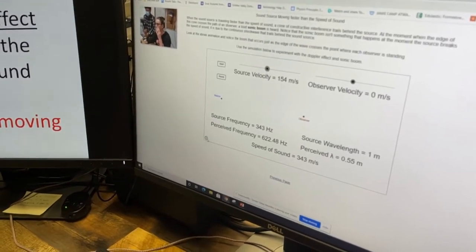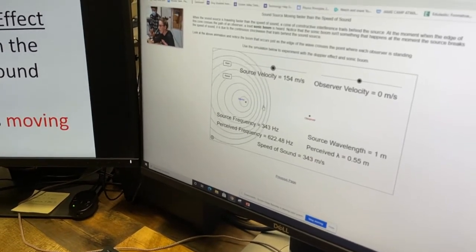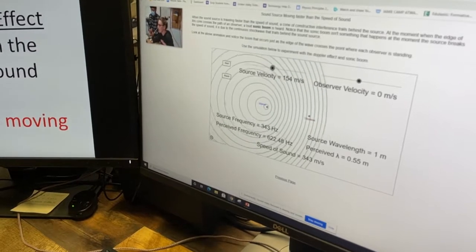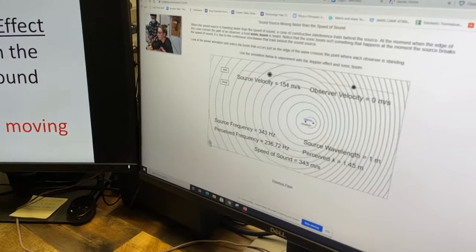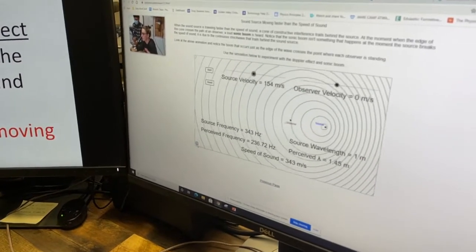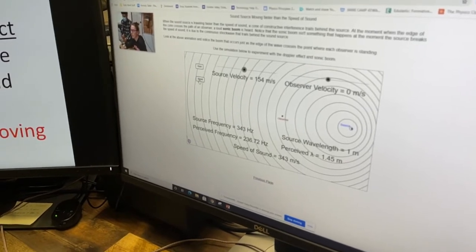I want you guys to pay attention to where the bubble is coming out from and what happens to the wavelengths in the front and the back. Each bubble that goes out has its place where it was born, but the place where the bubbles are born keeps moving.